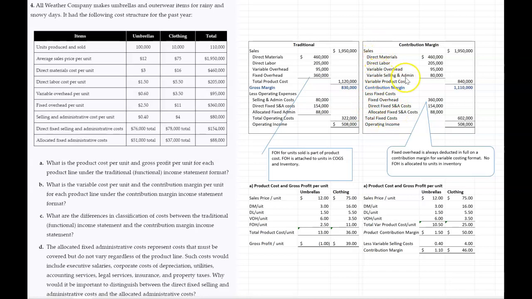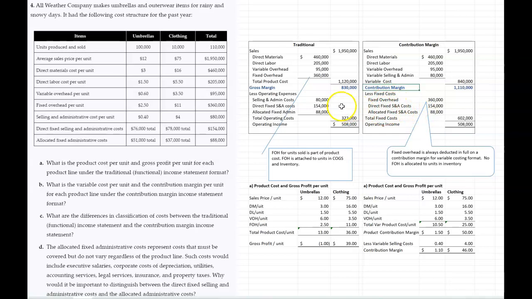So we've got variable selling and admin also here, and I've got a variable. No, these are. I'm going to call this a variable cost. What's this? Wait a minute. These are total variable costs, not product costs. Okay, so that's variable cost is 840, and we've got a contribution margin then of 110, and then down here, fixed overhead, fixed selling and admin, allocated fixed selling and admin. So these are all fixed costs.